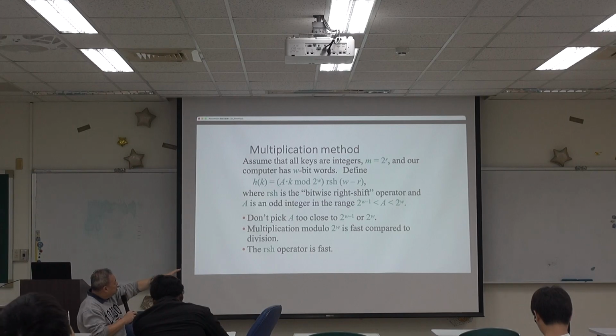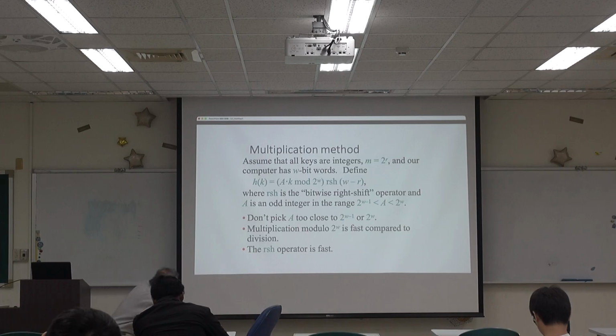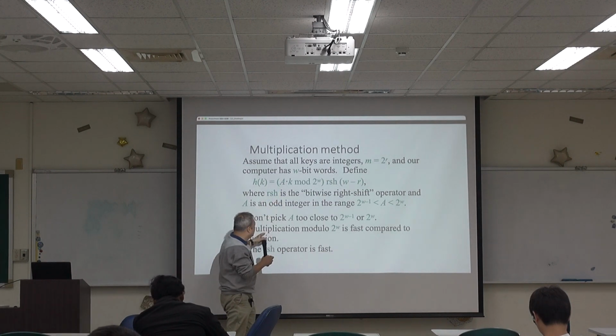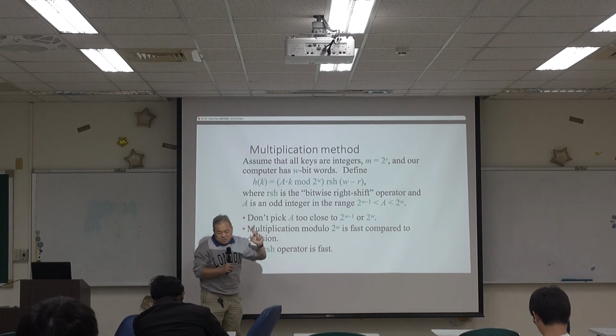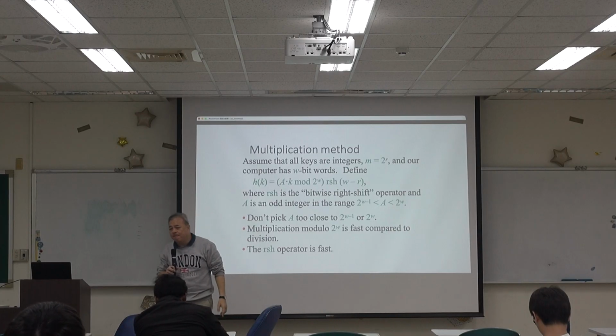So you don't want to pick A too close to the two ends. And then this multiplication modulo 2 to the power of w can be done very efficiently, right?